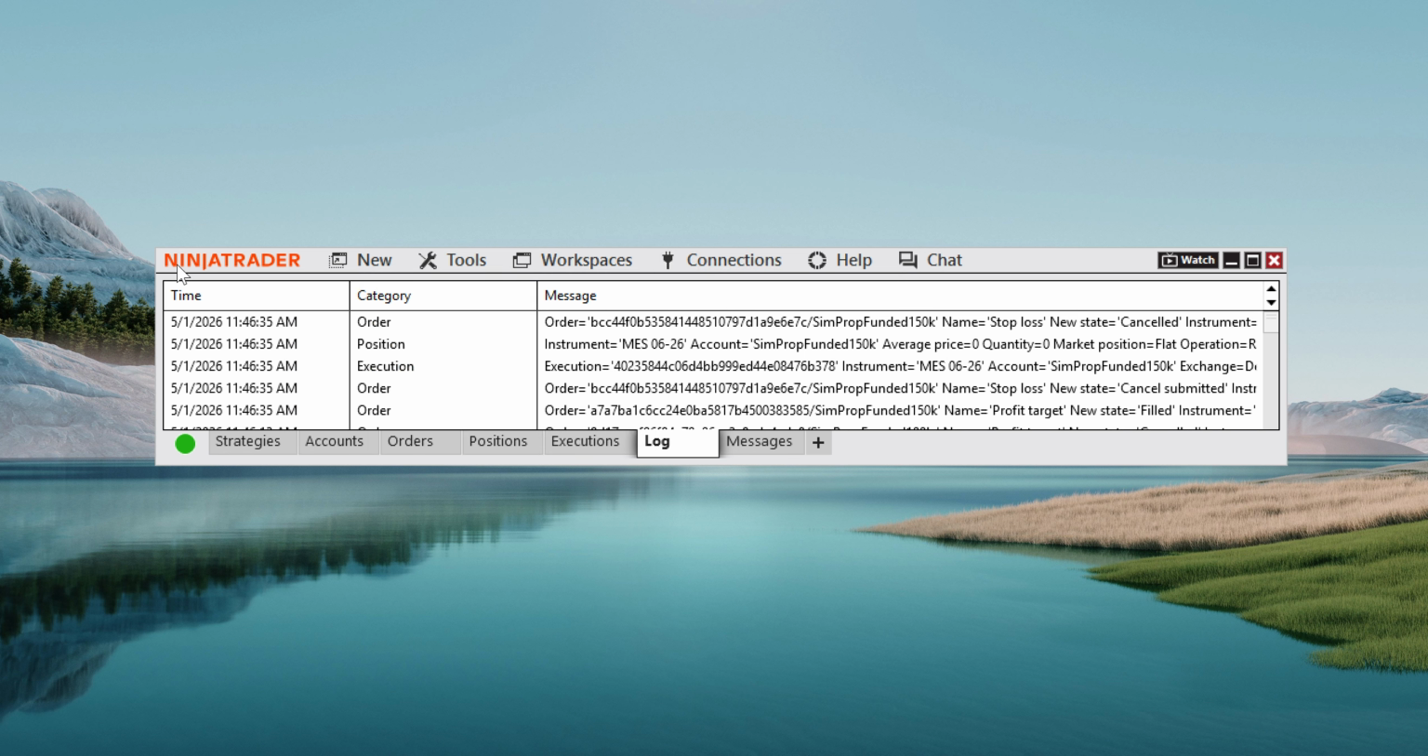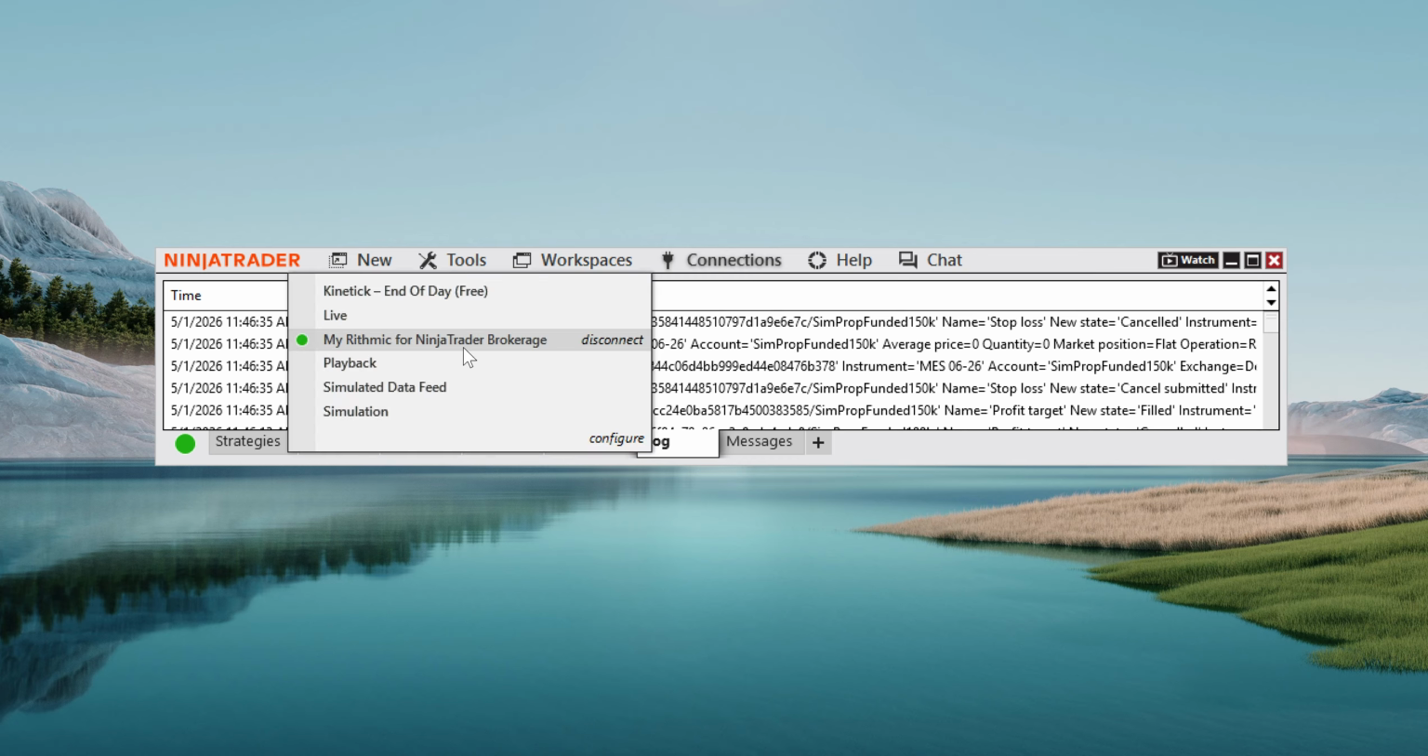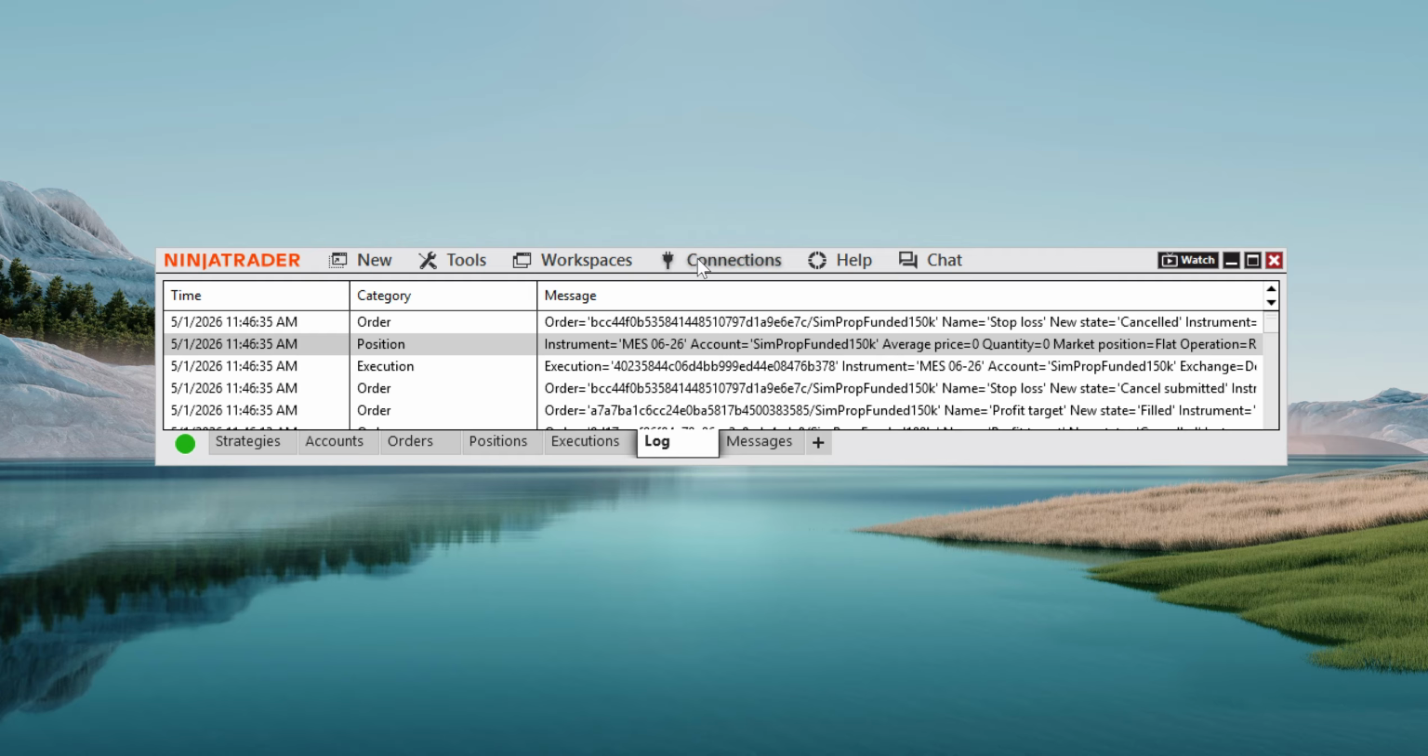So first things first, when you log in, check that there is a green mark here. It's not yellow, red, or gray, which means you're not connected. So it has to be green. And if it's not green, check Connections and configure here to whoever is your platform, or whoever is giving you the data basically. Here I'm getting Rithmic, so I have connected here. And so that is one.